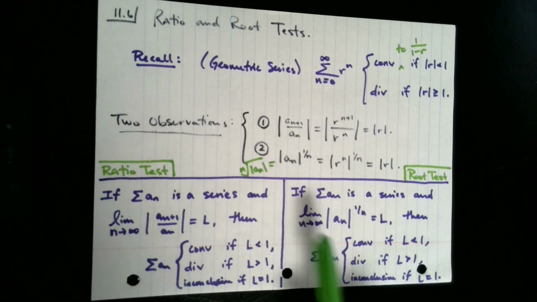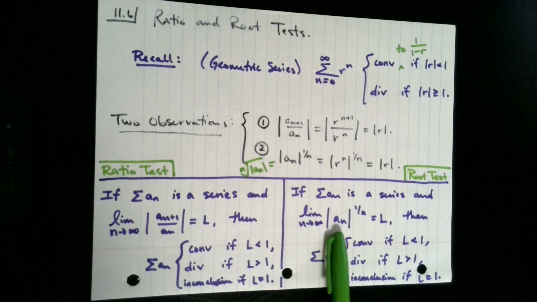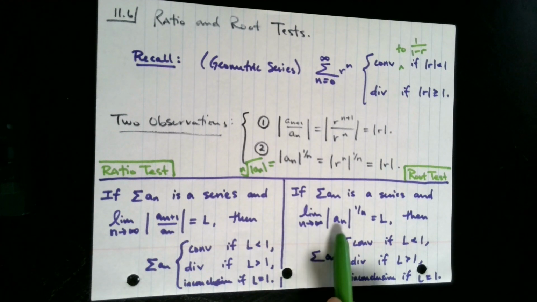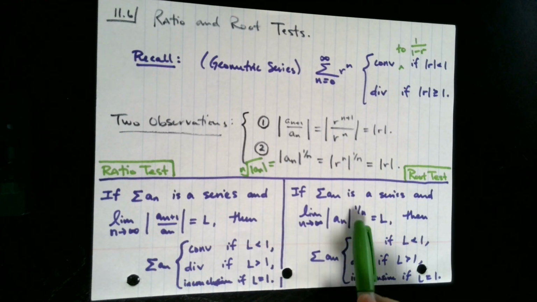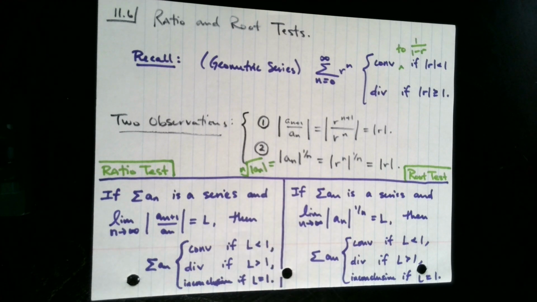What about the root test? What if you have a series, and what if the limit as n goes to infinity of the nth root of the absolute value of a term is equal to L? So you take a_n, absolute value, raised to the 1 over n power. Remember, this is like the nth root. We saw that previously.